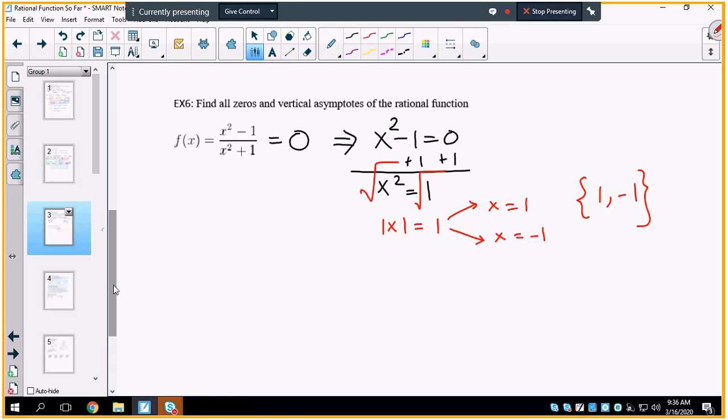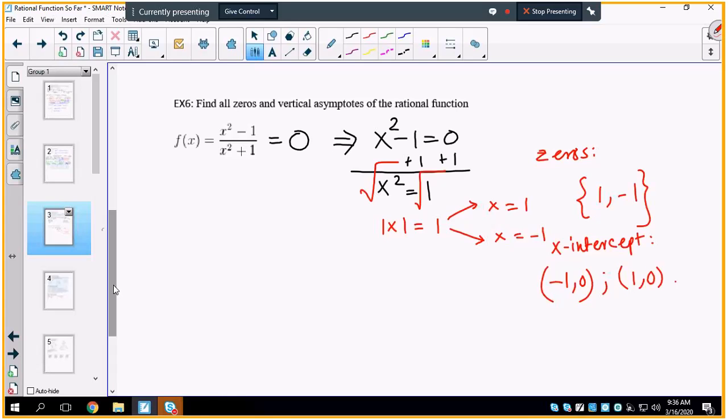Those are zeros. So if I have asked for zeros, this is how you are going to answer. But if I ask for x-intercept, then you know that we answer in a certain different way. We say that 1 comma 0 and negative 1 comma 0 are the two x-intercepts.